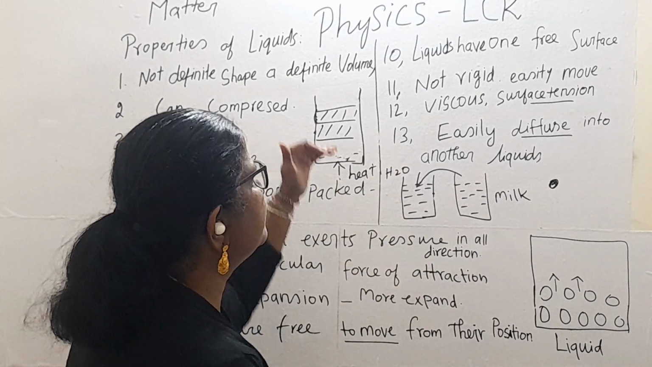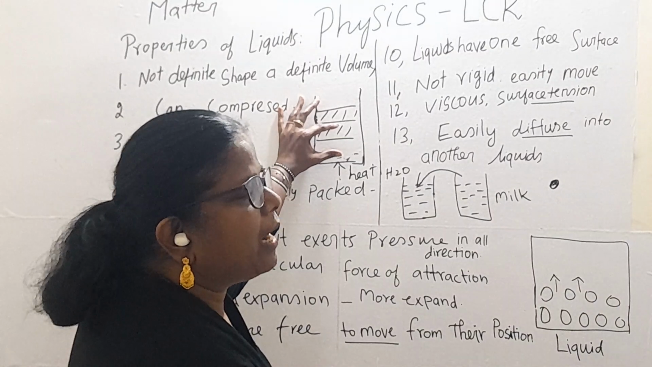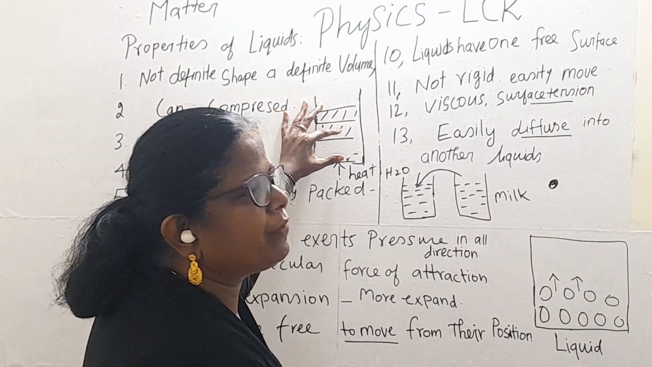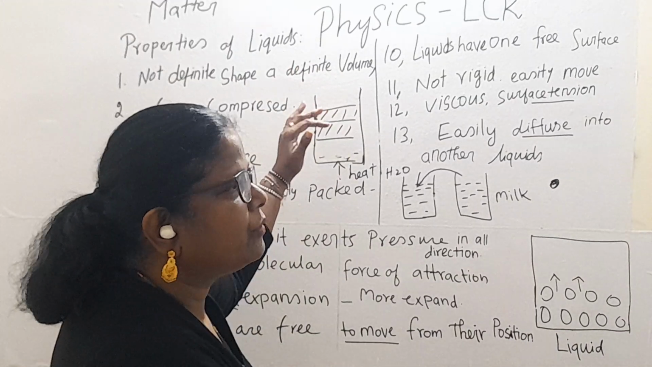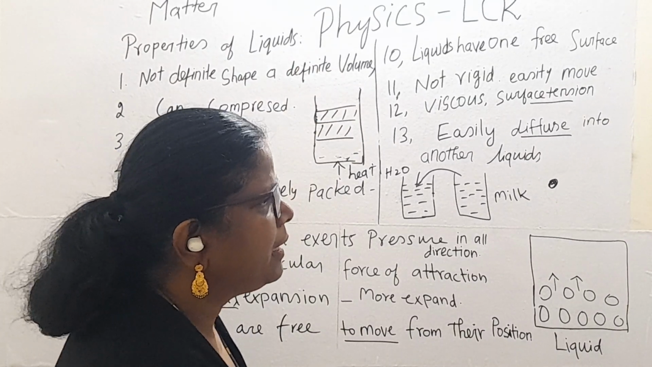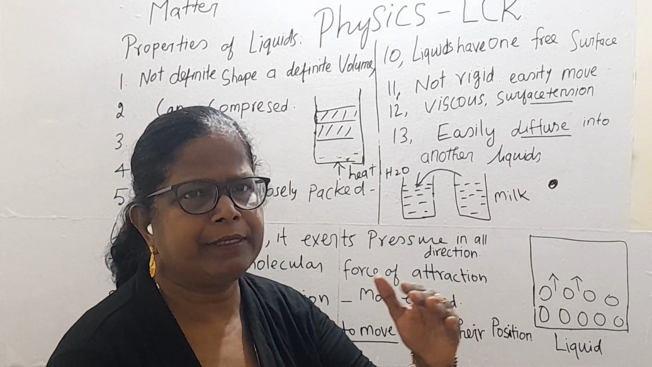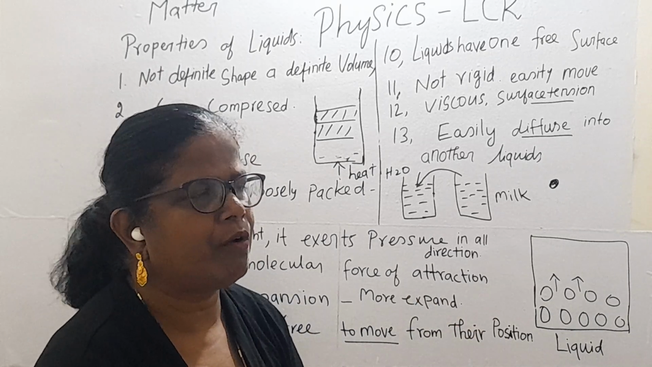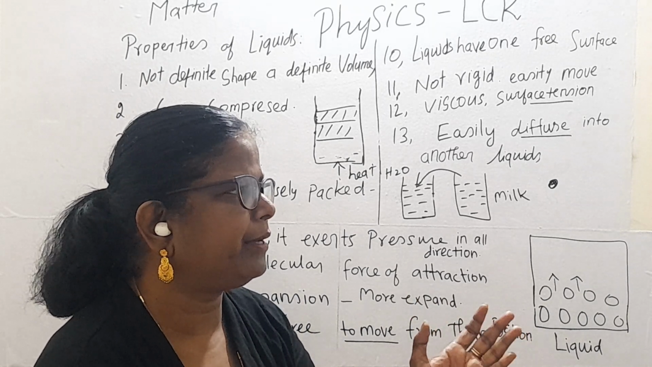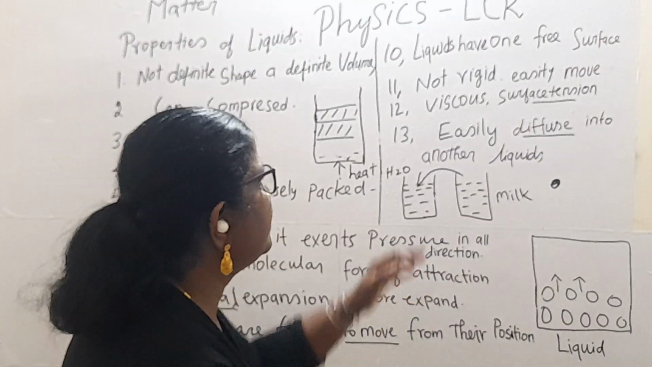Another, viscous means in between the layers of the liquid, some opposing, resistive character will be produced. That's why it becomes viscous. We can say friction is also forming in between the layers. Friction is a very big concept. In the next chapter we are going to see about friction.